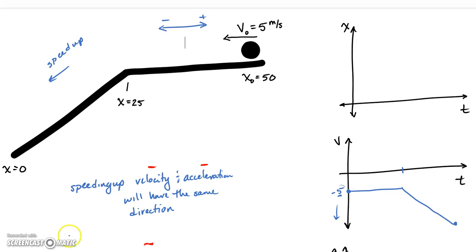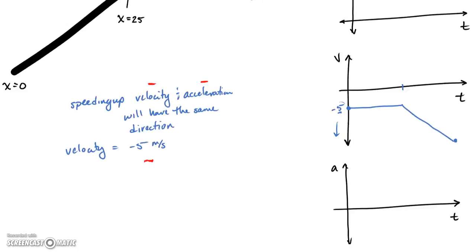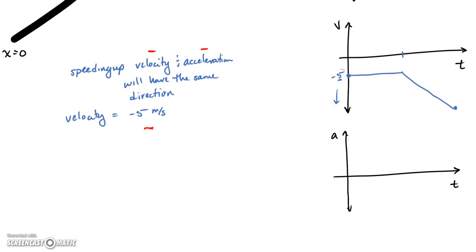All right. So remember, for velocity, let's say, for example, we have -5 meters per second. Just to recap what velocity is telling us, the value itself, this part right here, is telling us our speed. That's how fast.